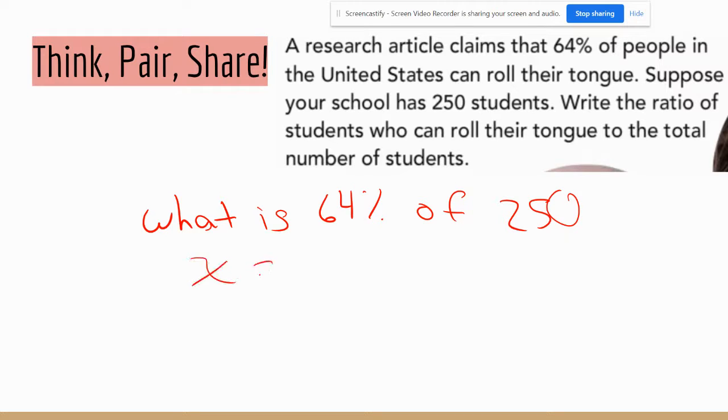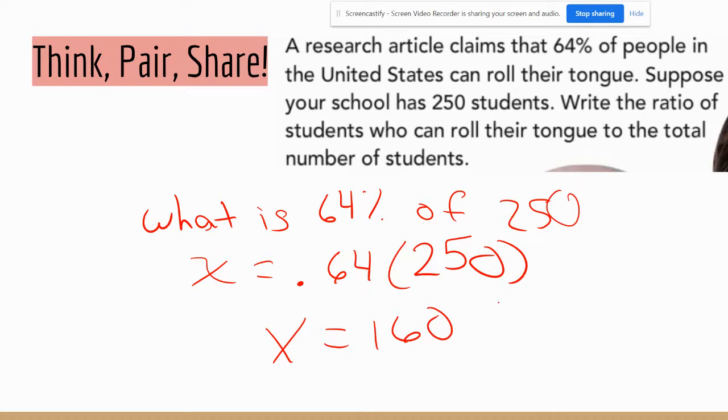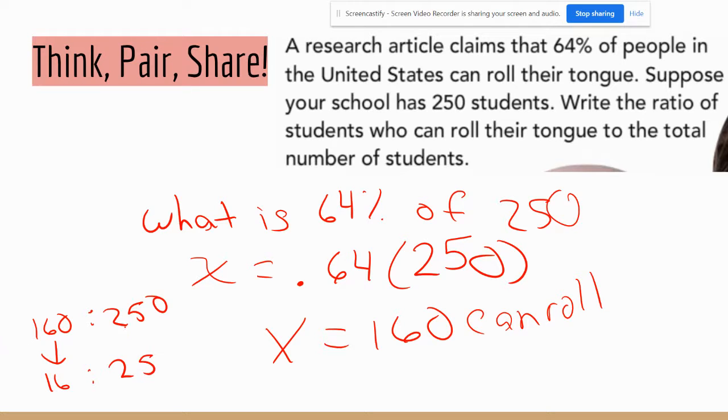All right, x is 0.64 times 250, which is going to be 160. So there's 160 who can roll their tongue. So the ratio is going to be 160 to 250 total, which if I divide those both by 10 would become a 16 to 25 ratio.